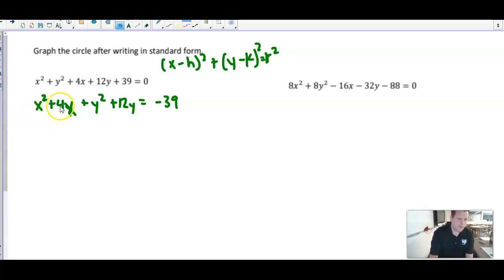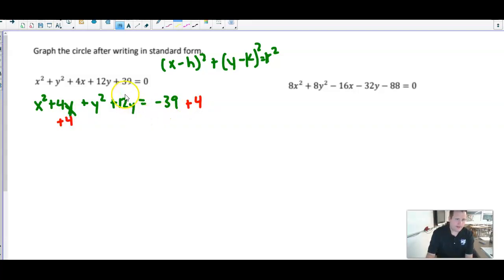All right, from there, I've got to add a couple values to both sides. I'm going to take the coefficient in front of just the x term, and I'm going to half it and square it. So always half it and square it. If I half 4, that'll be 2, and I square that, that'll be 4. So I'm going to add 4 to this side, but I have to add 4 to this side as well.